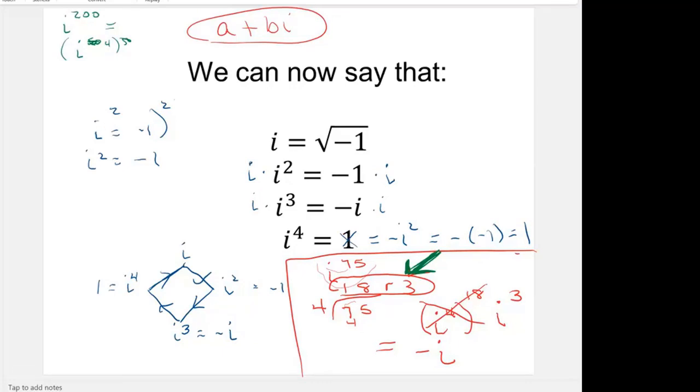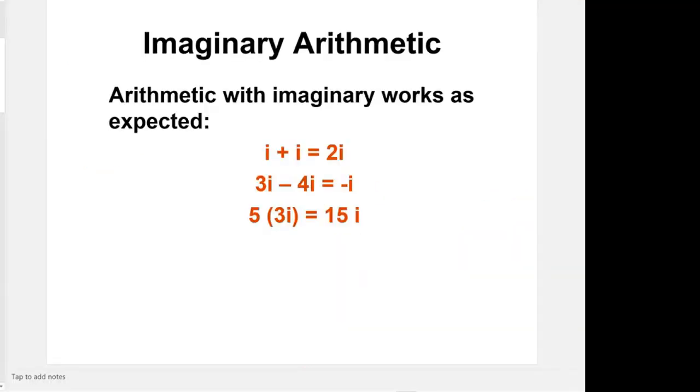So that would just be i to the 0 power, which is the same as 1. With complex numbers or imaginary numbers, you just add the real part together, and then you add the imaginary part together, just like you would add a variable, or you multiply. i plus i is 2i, 3i minus 4i is minus i, 5 times 3i is 15i, just like you would expect. Nothing out of the ordinary.